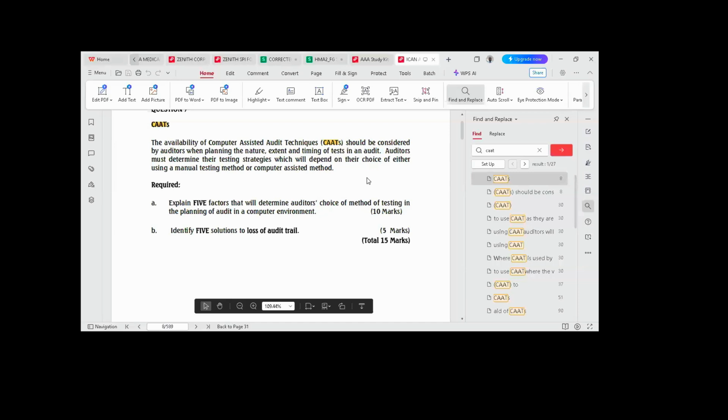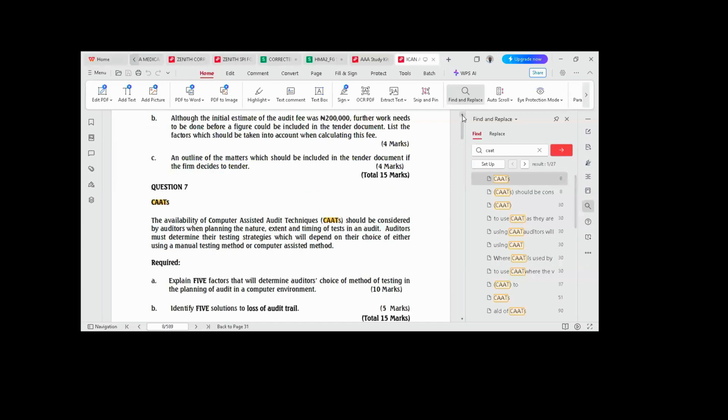Like I said, questions from this aspect are very direct. Nobody will ask you a complex question. Look at the question now. This is question number 7, November 2014. The reliability of computer-assisted audit techniques should be considered by the auditor when planning the nature, extent, and timing of tests in an audit. Auditors must determine their testing strategies, which will depend on their choice of either using a manual testing method or a computer-assisted method. Required: explain 5 factors that will determine the auditor's choice of method of testing in planning an audit in a computer environment.